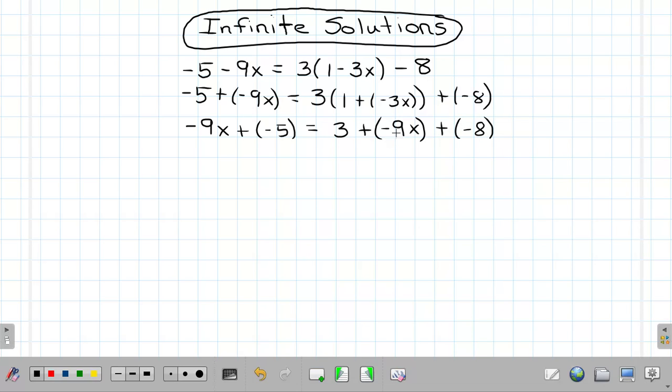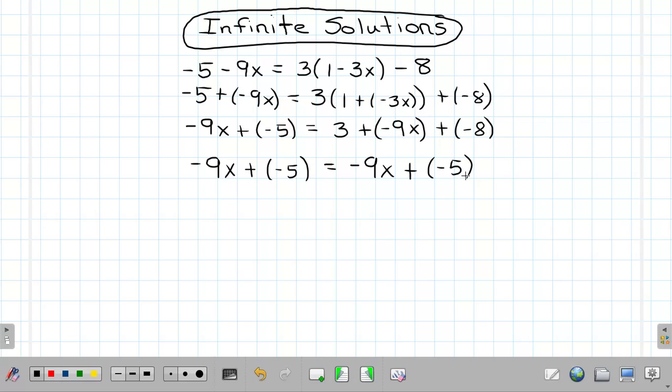And then once again, we do some finagling here. We can't combine anything on this side, so this stays negative 9x plus negative 5. But this is going to be equal to the only variable term on this side, the negative 9x, so let's go ahead and write that down. Plus, well, then we get 3 plus negative 8. Well, that's actually negative 5. And once again, you can kind of see something's up at this point because we have the exact same thing on both sides of the equation.